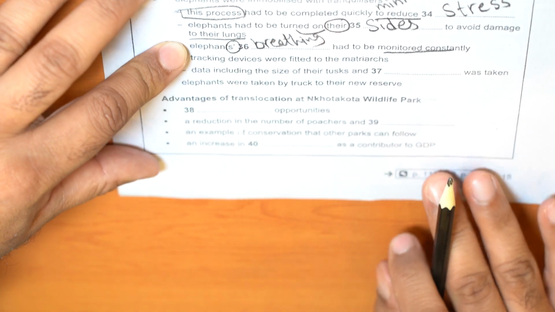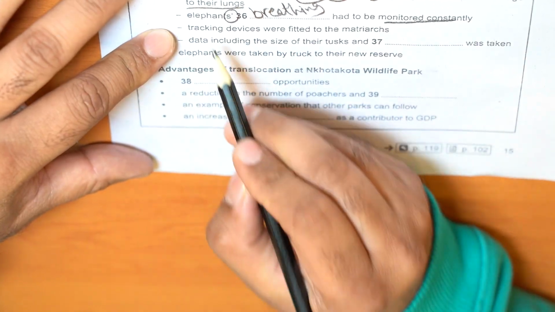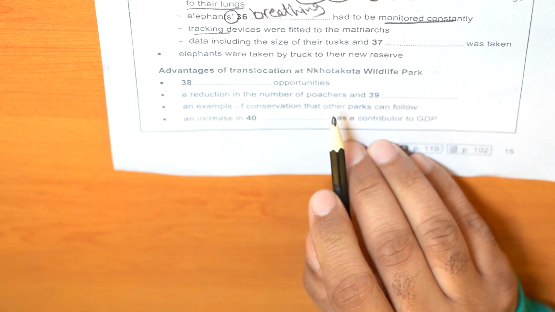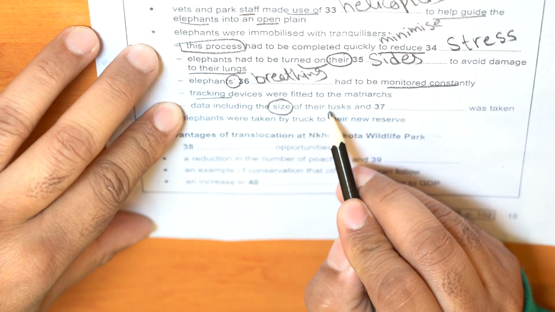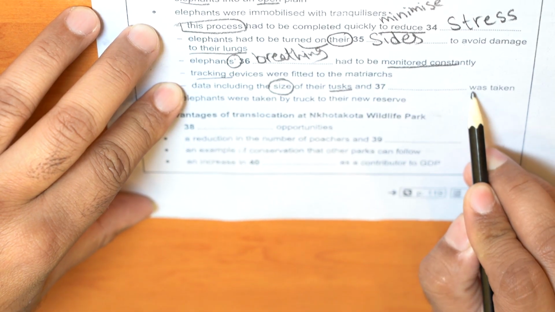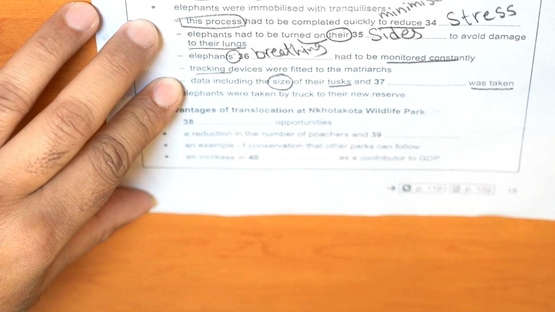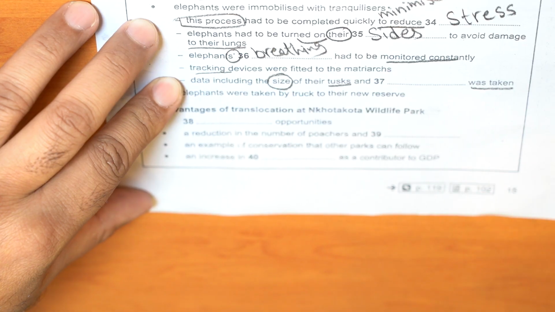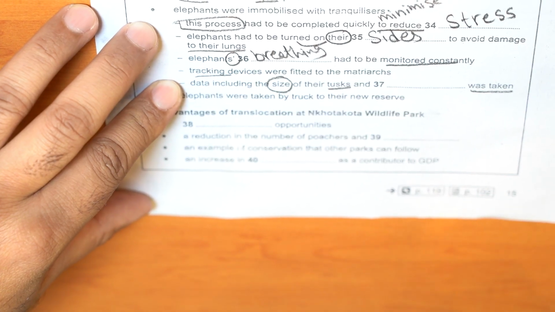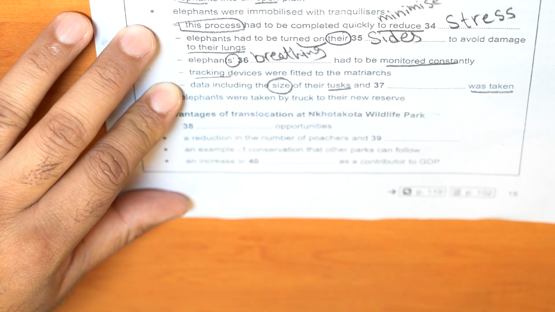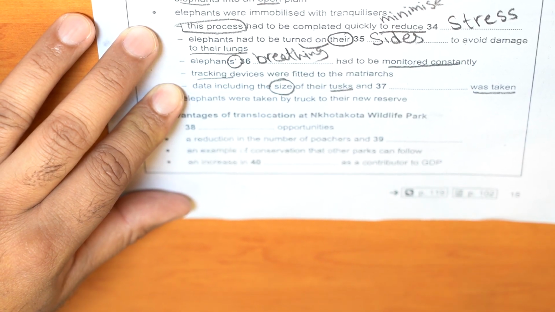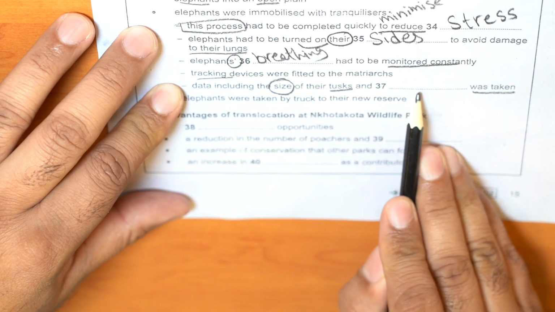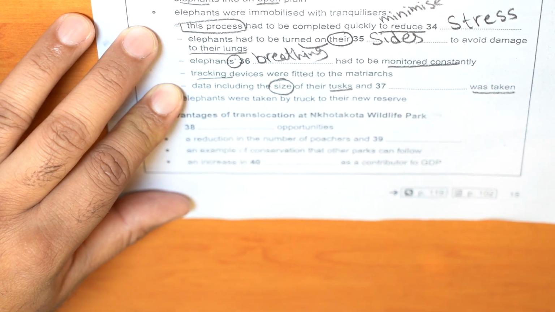Okay, now let's go on. Tracking devices, okay, data including the size of their tusks. Now, size of 2 parts of elephant's body. One is tusk and dash was taken. Tusk and dash. Okay, now it's going to be another part of elephant's body. For example, it can be tusk and trunk, tusk and tail, tusk and something. Okay, it's a part of body like tusk.